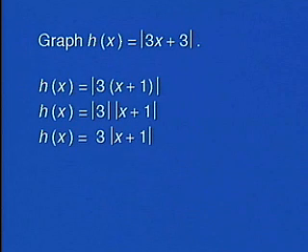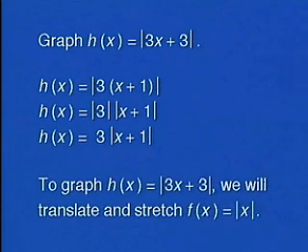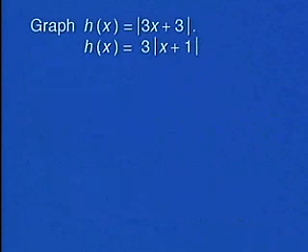So what that tells us is that we have a stretch of 3 units on all of our y values, and that we have a horizontal translation over to the point negative 1. So, to graph h of x equals the absolute value of 3x plus 3, we will translate and stretch f of x equals the absolute value of x.